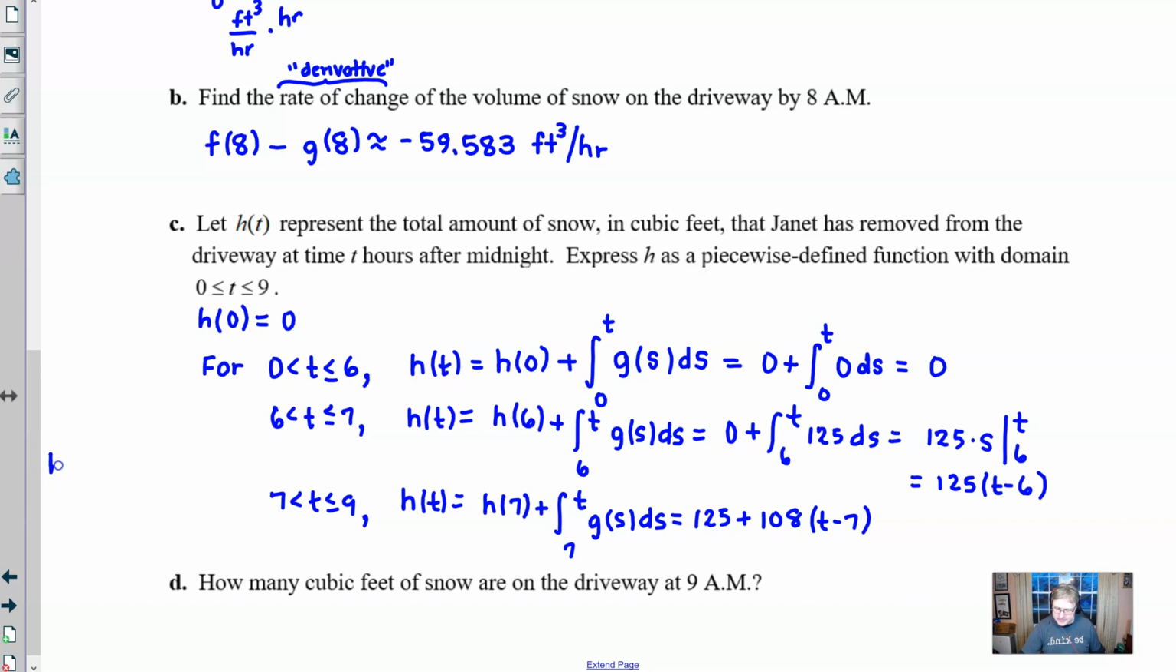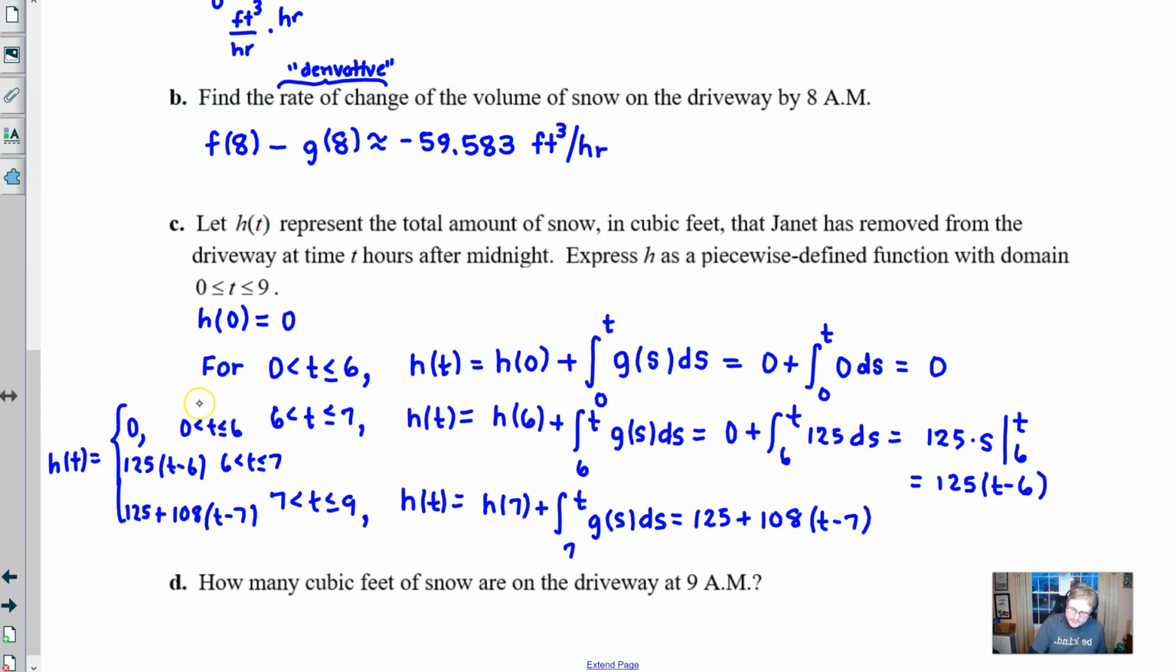Now, if you want to make this look more piecewise function-ish, you could rewrite it over here and just simplify the pieces and say the amount of snow shoveled would be 0 when 0 is less than t is less than or equal to 6, or it would be 125 quantity t minus 6 for 6 less than t is less than or equal to 7, or finally 125 plus 108 quantity t minus 7. And I just got very lucky that I could use that again as my boundary.